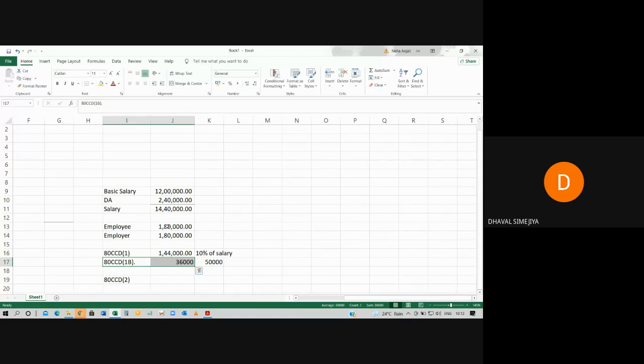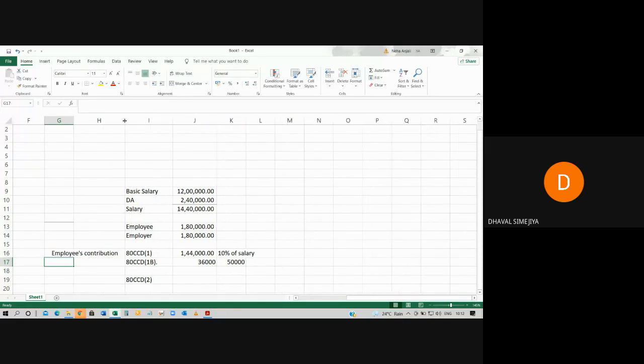So total, now this is employee's contribution. We are talking about employee's contribution only. Why? Because for employer's contribution, we will consider 80CCD subsection 2. This is employee's contribution. Now, employer's contribution.